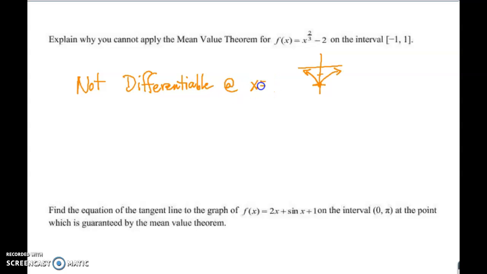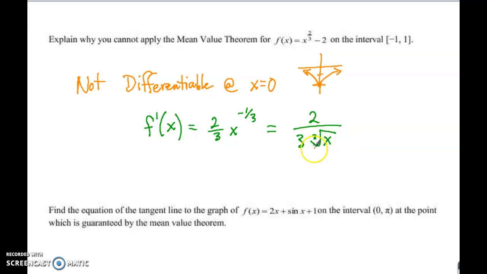At x equals 0. I think you'd be fine if you talked about it's not differentiable on the open interval. And if you want more evidence, you could actually find the derivative, which is bringing that 2/3 in front. Subtract 1, it's now to the negative 1/3 power, which is the same thing as 2 over 3 cube root of x. Well, right there is your evidence. The derivative does not exist when x equals 0. And so, therefore, the mean value theorem does not apply.